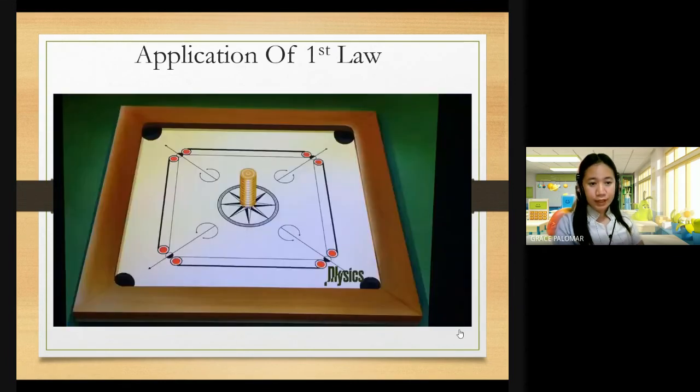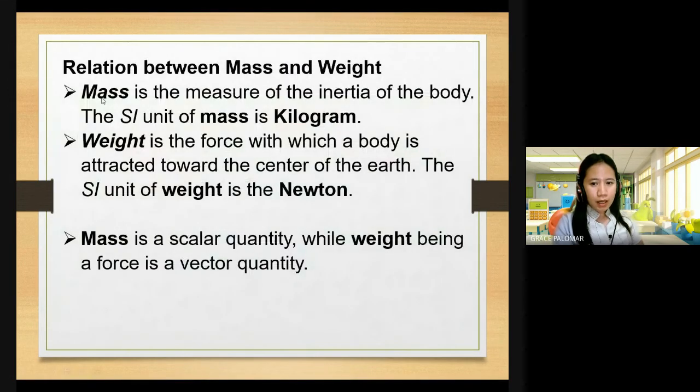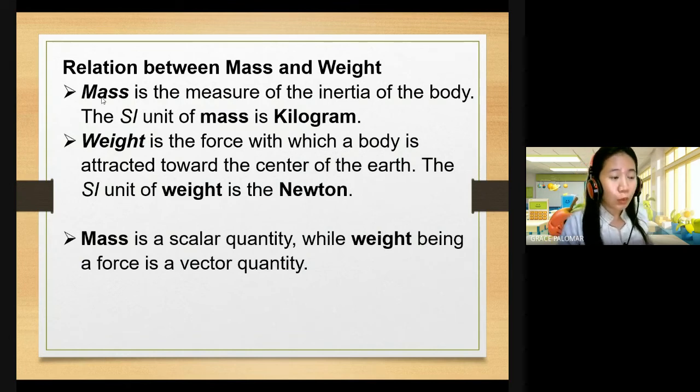Okay, so next, we will try to differentiate the relationship between mass and weight. We normally say that mass and weight are similar. However, there is actually a difference. When we go to our school and we are asked what is our weight, we're actually not asking about the weight because weight is actually in Newton. It is a force. Okay? Basically, what we are getting is our mass, and it is measured in terms of kilogram.